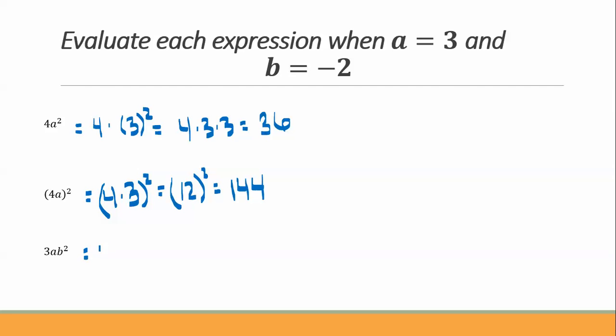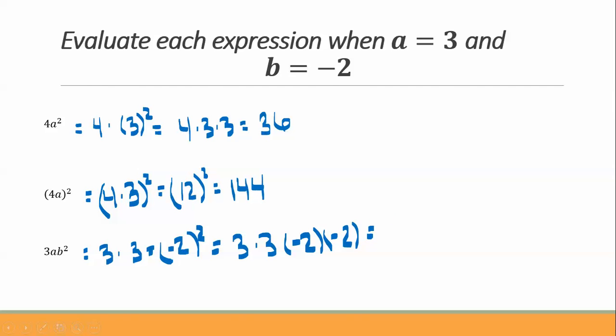And the last one is a squared times b squared. A was 3, so 3 times 3 times b squared, so -2 squared. So we have 3 times 3 times negative 2 times negative 2. So that's 9 times negative 2 times negative 2, which is positive 4. So 9 times 4, which is 36.